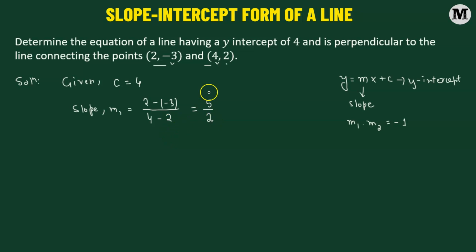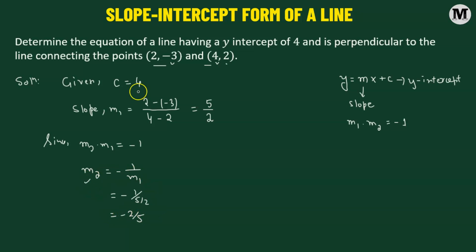Now we have the slope of the line formed by joining the points (2, -3) and (4, 2). But we need the slope of the other line which is perpendicular to this line. Let's call it m2. We know that m2 times m1 equals -1. We have the value of m1, so m2 equals -1 over m1. This equals -1 over 5/2, or simply put, -2/5.